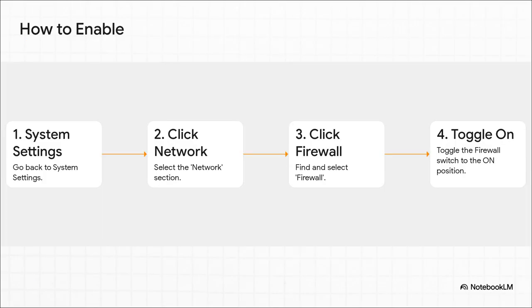Turning this on is super easy. Back in System Settings, you'll click on Network. Then you'll see Firewall. Just click on that and flip the switch to On. You'll know it's on when it turns green.